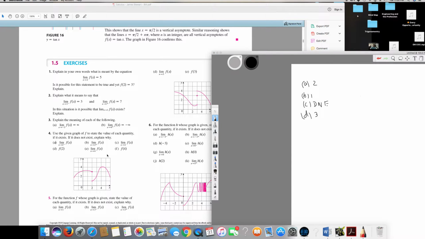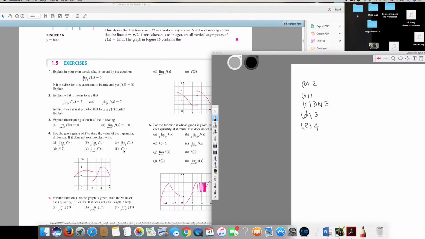And the e part is asking the limit of f of x when x approaches 4. When x approaches 4 from the left side and from the right side, both are the same. Both are going to be y equals 4. So the limit exists, because when both are equal, it exists. Therefore, the answer for e is going to be 4.